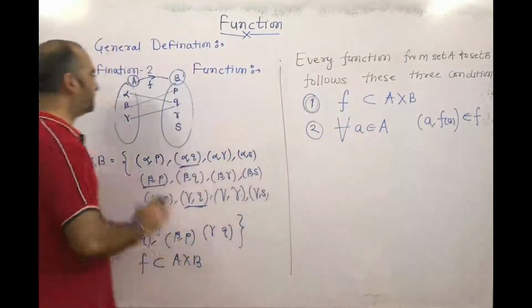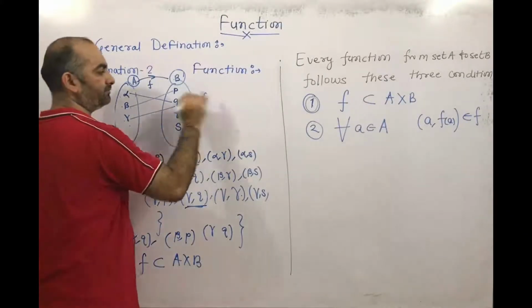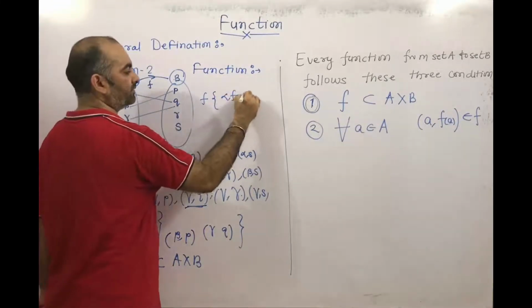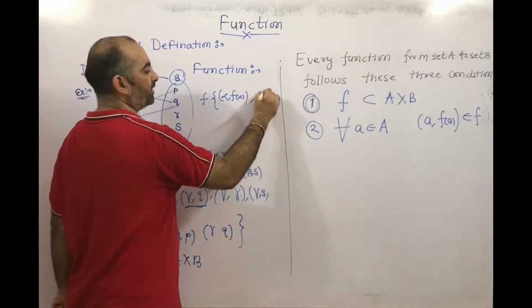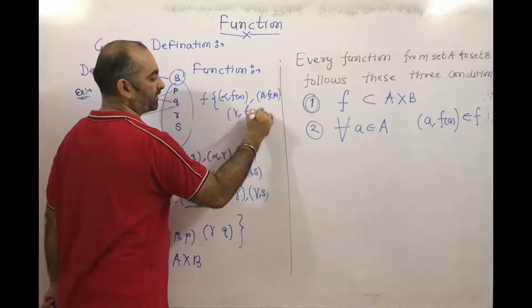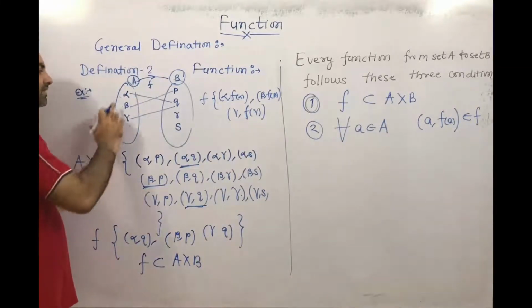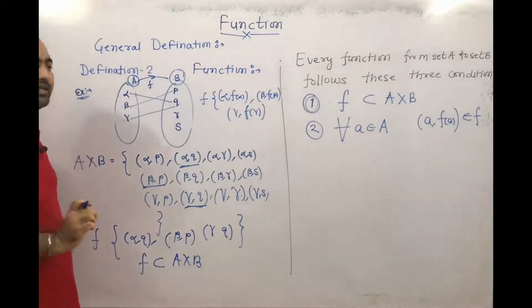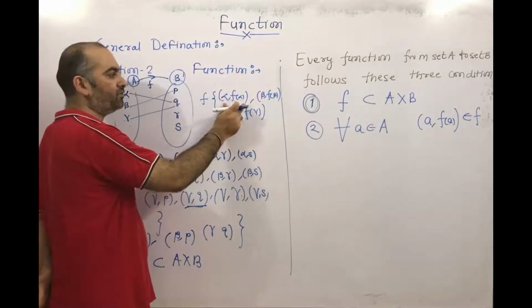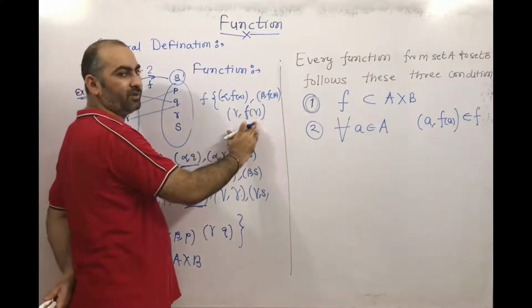If I take this example, in set A we have 3 elements: alpha, beta, gamma. So in function F, what will be present? Alpha comma f of alpha, beta comma f of beta, and gamma comma f of gamma. So exactly 3 ordered pairs will be there. Alpha and the image of alpha, f of alpha, should be present. Beta and f of beta should be present. Gamma and the image of gamma, f of gamma, should be present.